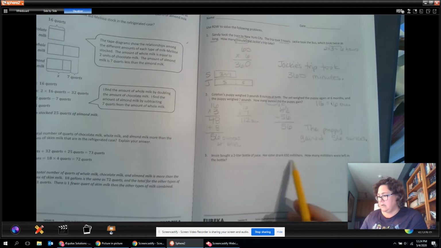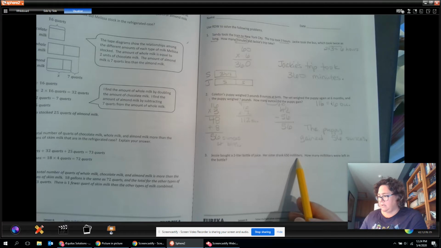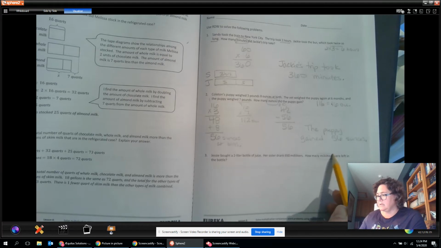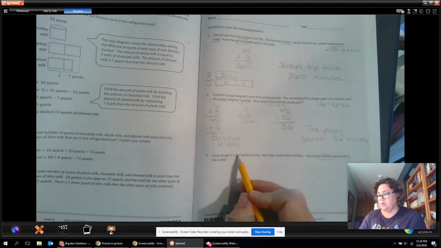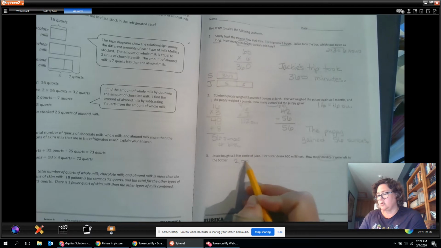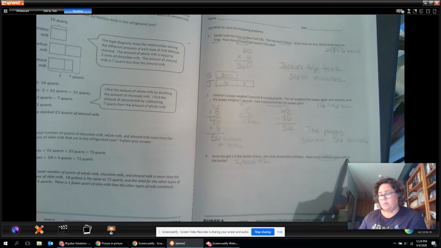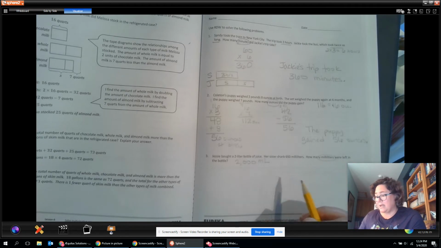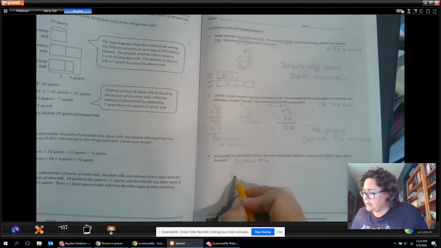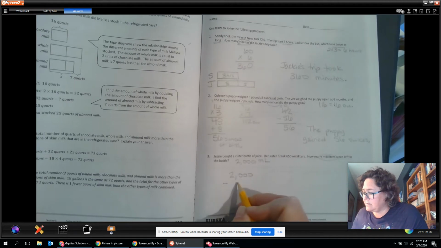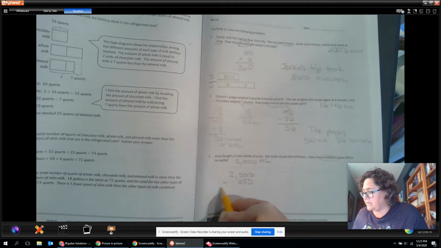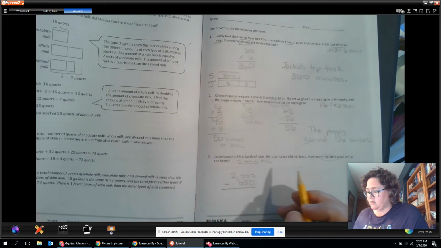Alrighty. Our last question on this page: Jessie bought a 2-liter bottle of juice. Her sister drank 650 milliliters. How many milliliters were left in the bottle? Well, a 2-liter bottle is going to be 2,000 milliliters, right? And if we want to know how much is left, we're going to be subtracting. So we're going to take that 2,000 and subtract out the 650 that the sister drank.